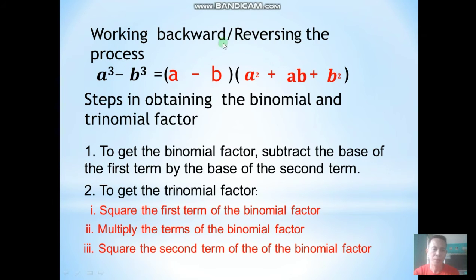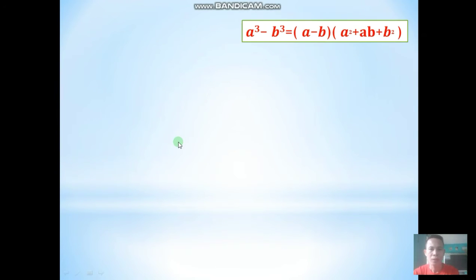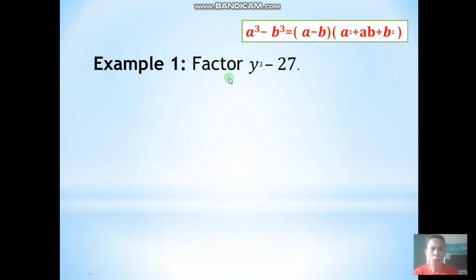Working backward, or reversing the process, we are going to apply this method in the succeeding examples. Let us take example number 1: factor y cubed minus 27. Before we can apply the formula, we need to express 27 in exponential form with the power of 3, and that is 3 raised to 3. Then, applying the formula, draw two blank parentheses with their operations.